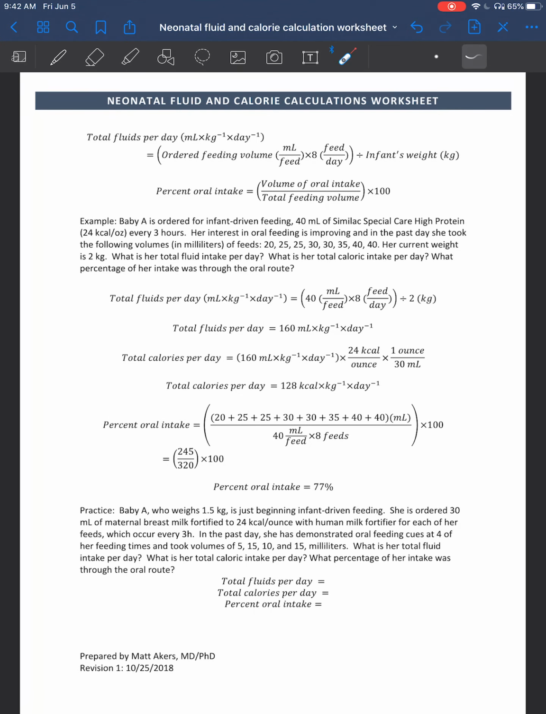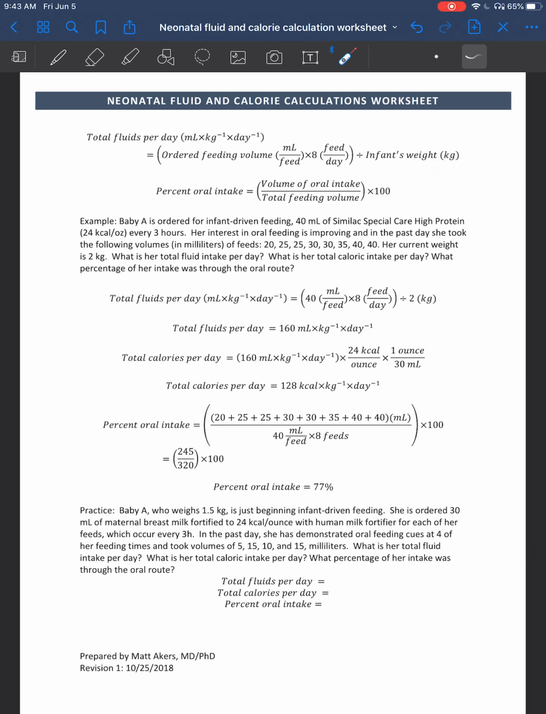To find the total fluids per day, again in mils per kilo per day, we can take the ordered feeding volume because we know that the infant is going to receive this whether they take the full volume by mouth, or whether they take part of it and the other half gets put in the tube, or if they don't demonstrate the feeding cues and the full volume gets put in the enteral tube. So the ordered feeding volume times the number of feeds per day divided by the infant's weight will give you the total fluids per day.